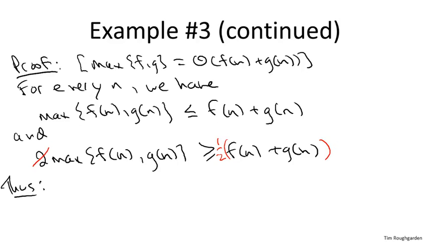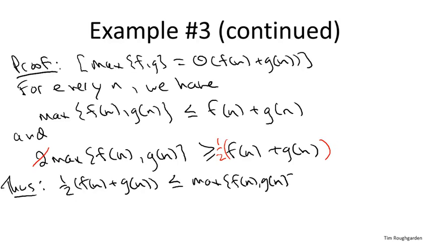And now we're pretty much home free. So what does this say? This says that for every possible n, the maximum is wedged between suitable multiples of the sum. So one half times f of n plus g of n is a lower bound on the maximum. This is just the second inequality that we derived. And by the first inequality, that's bounded above by one times the sum. And this holds no matter what n is, any n at least 1.